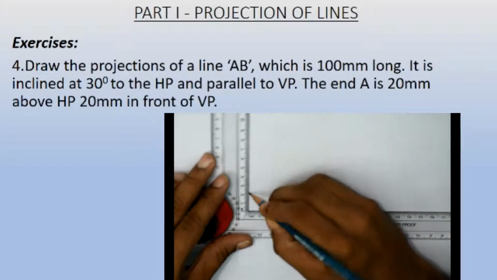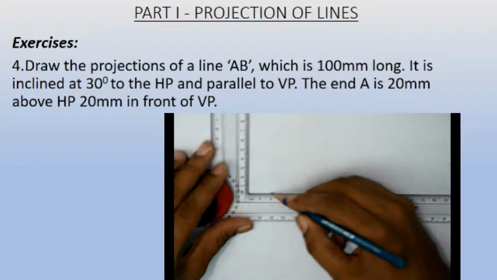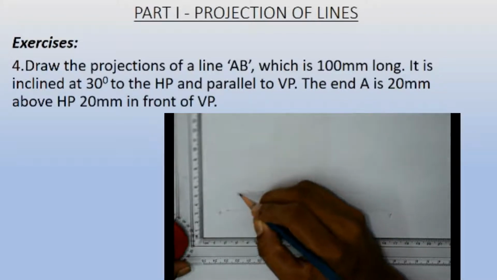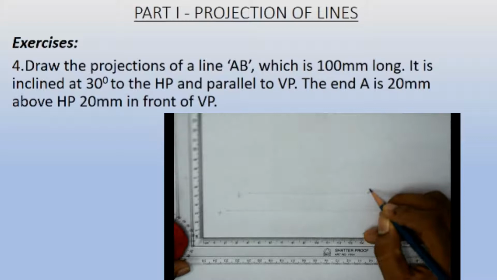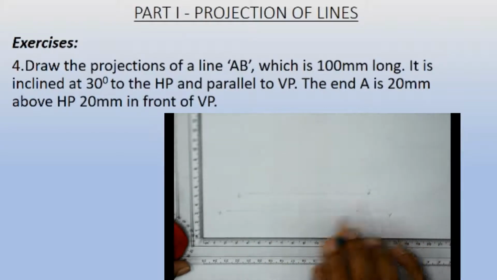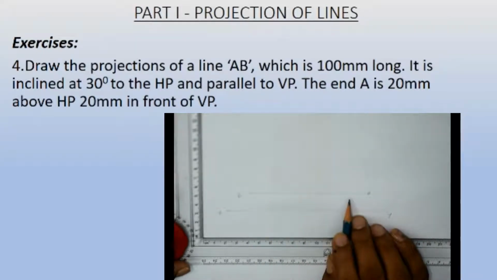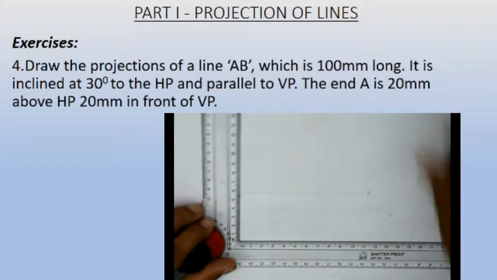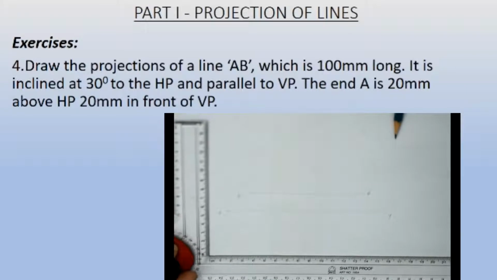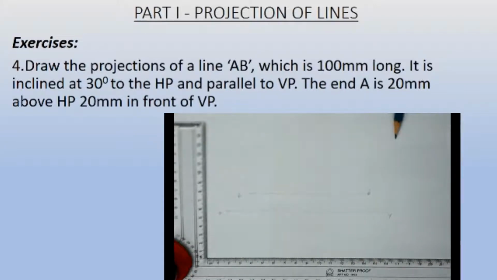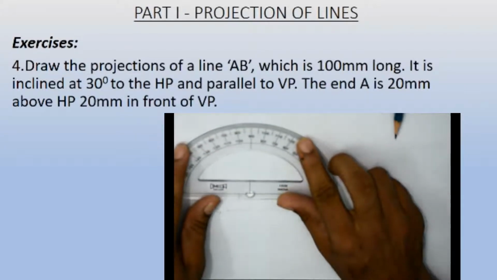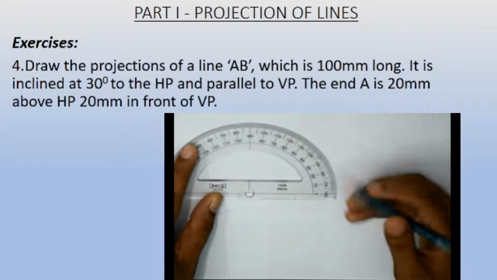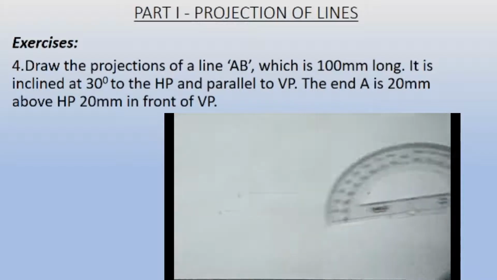So I am taking a distance of 20 mm and I am drawing a line of 100 mm. This is A dash and B dash, because this is not the actual answer. This is drawn with 2H pencil only. And now what we will do is, I will take an angle of 30 degree. This is the angle 30 degree.